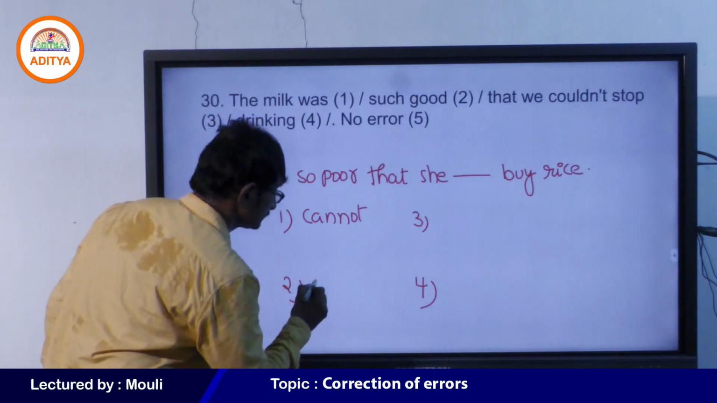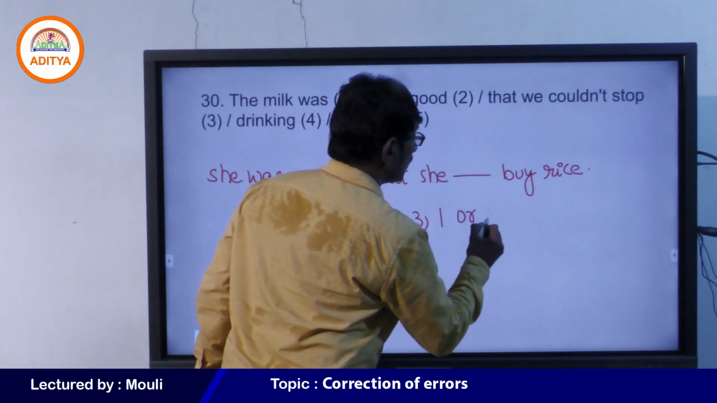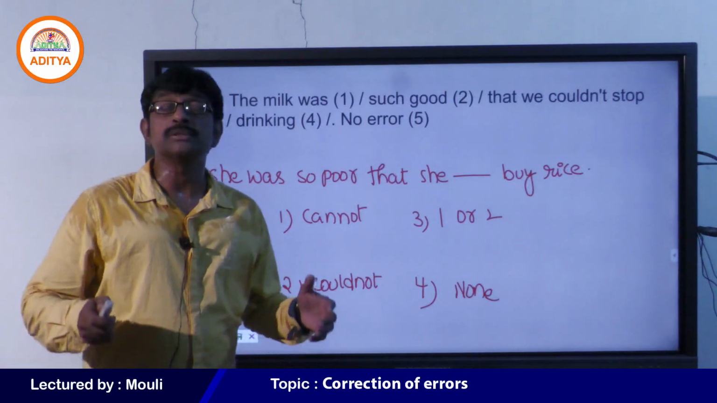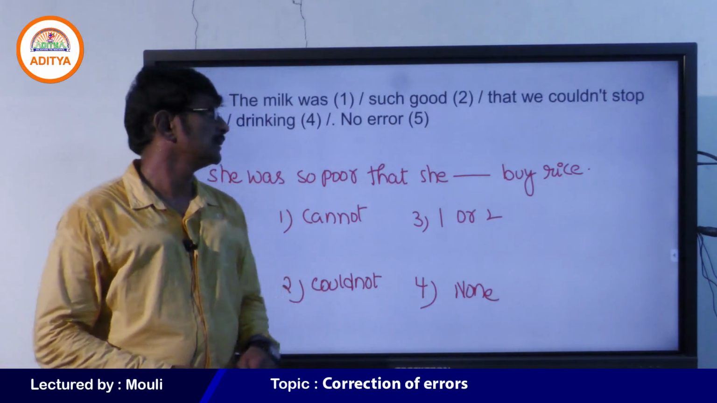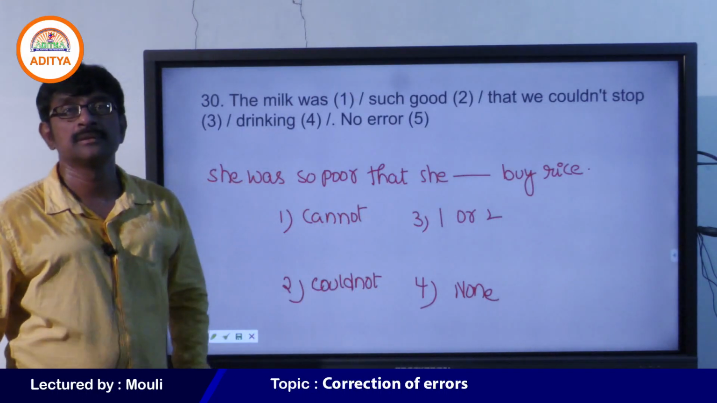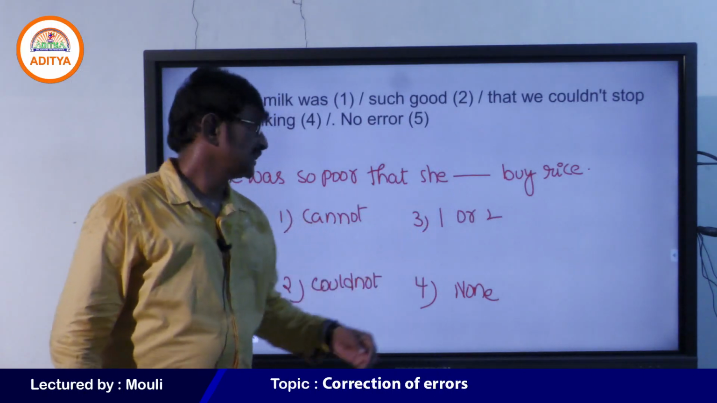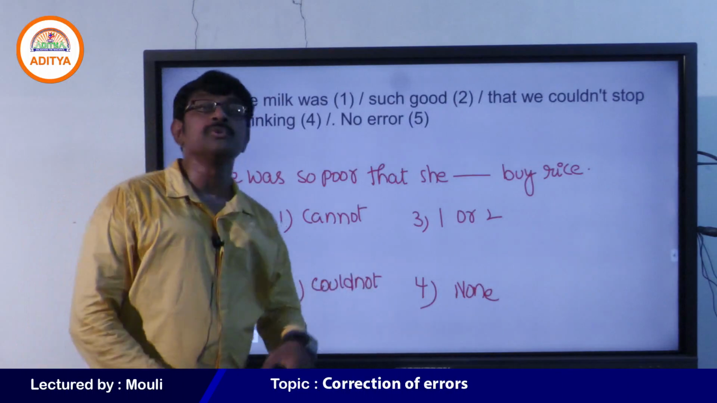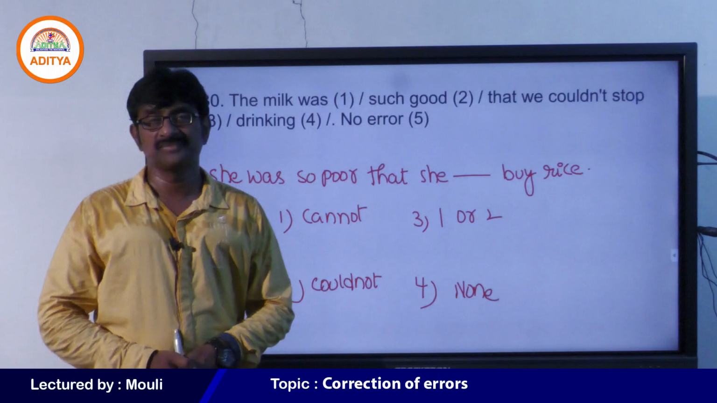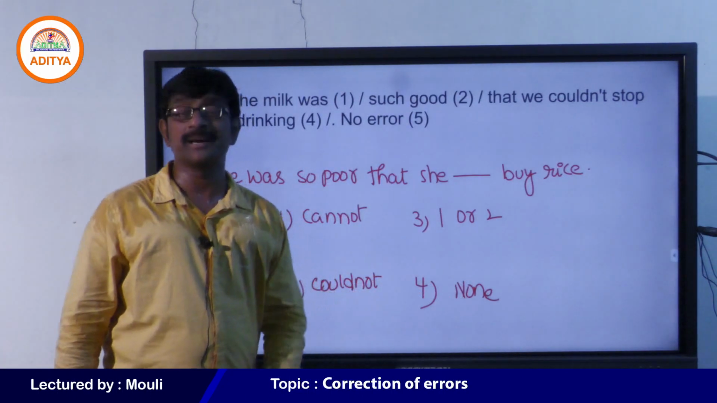Cannot, could not, 1 or 2, none. Now you see that she was so poor that she dash buy rice. Cannot or could not? What will be your answer? I'm waiting. You must hold the responsibility for this, students. You should tell the answer. I'm waiting.